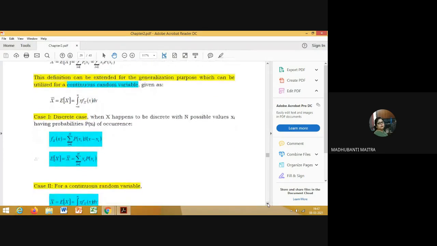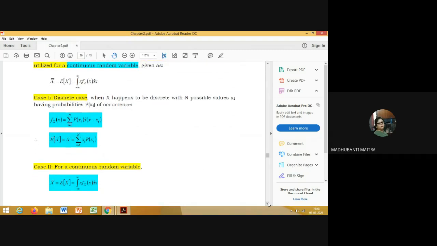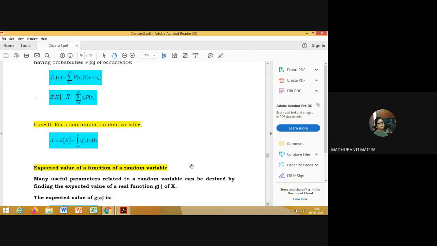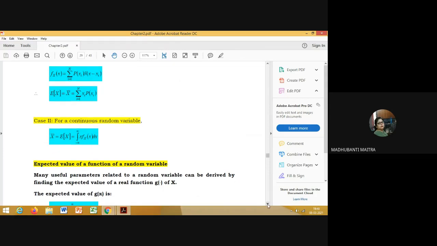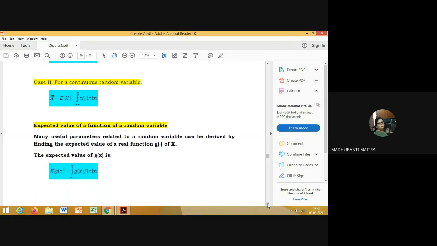So in the first case, the discrete case, when x happens to be discrete with n possible values xi having probabilities p(xi) of occurrence, then f(x) is given by this, that we know, and the expectation is given by this. For a continuous random variable, the expectation x bar is given by this. So that was the expected value of the random variable.